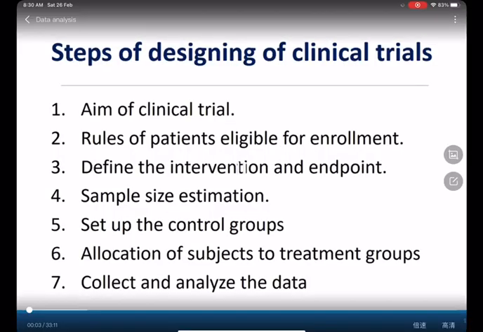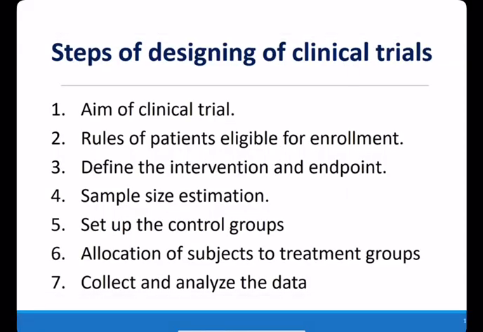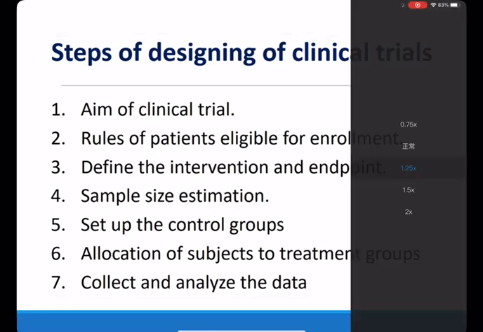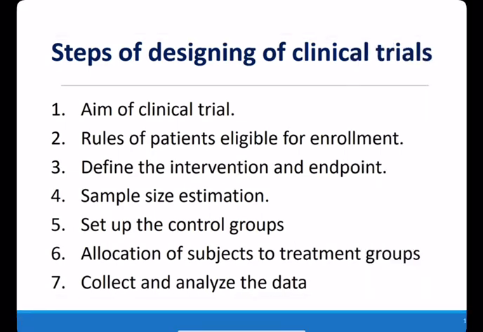In the next few slides, we will talk about the steps of designing a clinical trial. We will first have the aim of the trial and the rules of patients' eligibility for enrollment in the trial. We will define the interventions and the endpoint for the clinical trial, and we will estimate the sample size. After that, we will set up the control groups and allocate the subjects to the treatment groups. And then, in the end, we will collect the data and analyze the data.